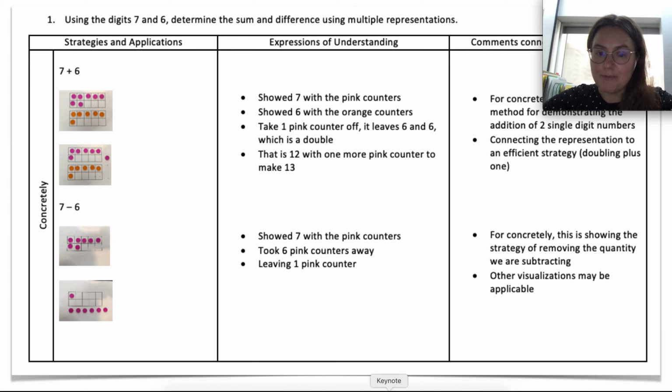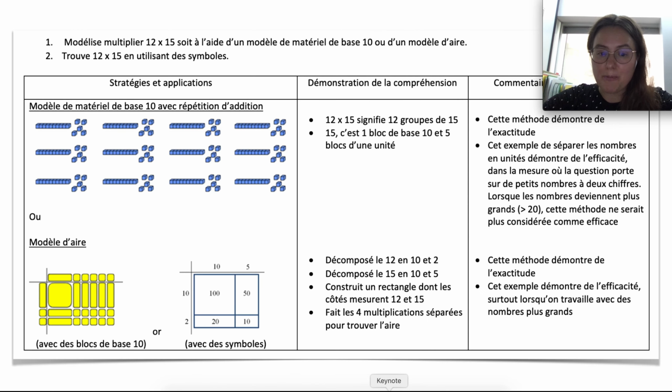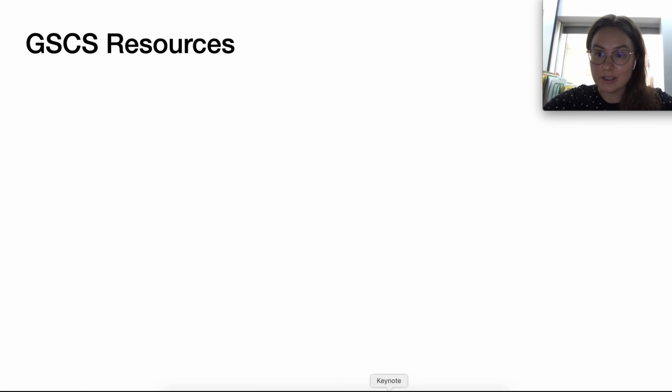The next documents are the math exemplars for grade 2, 5, and 8, or les copies types. These documents take a few of the prompts and expand on them, giving a possible student answer that would be considered at grade level, plus some justification connecting to the rubric. We also have some GSCS resources.